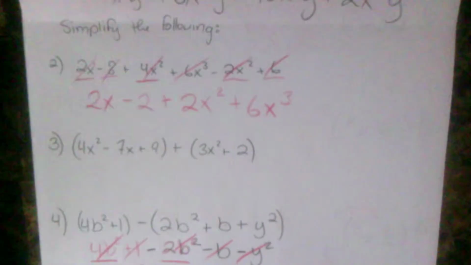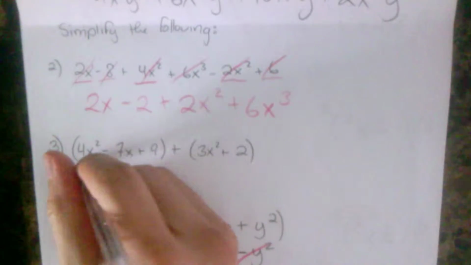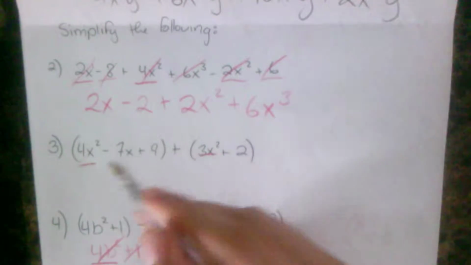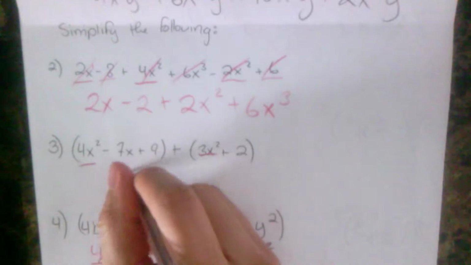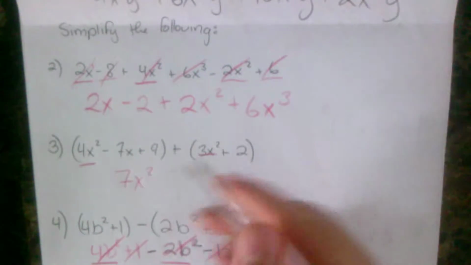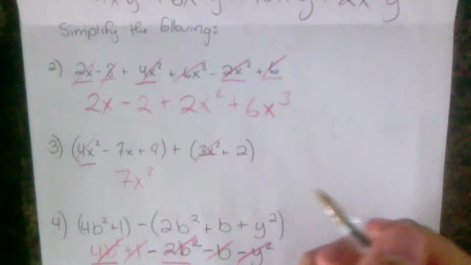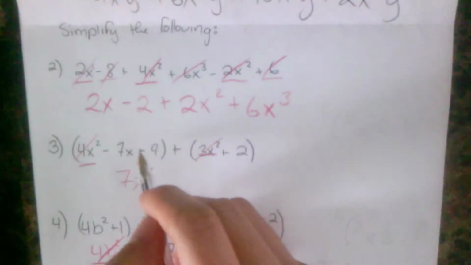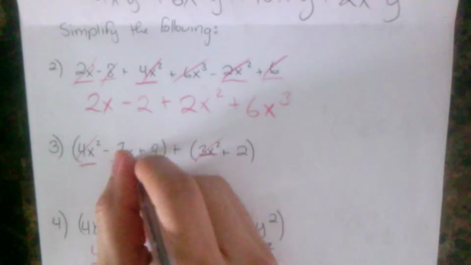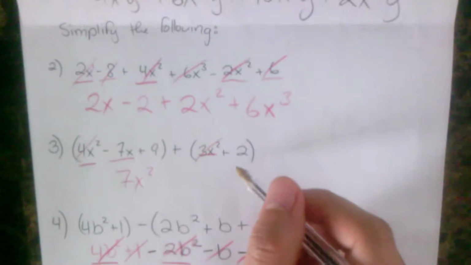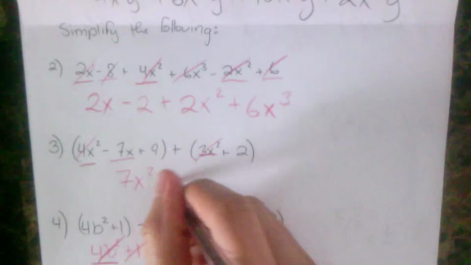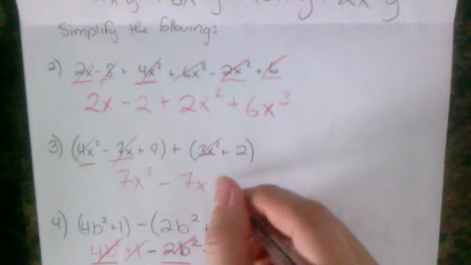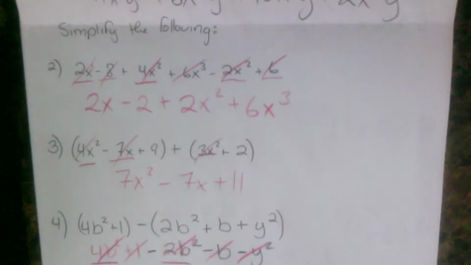Let me use a red pen. You have 4x squared here. So you'll look over here and you'll see a 3x squared over there. 4x squared plus 3x squared is 7x squared. Now you've got, and we can cross them out as we go, okay? You've got a negative 7x. There's no x term over here or over here, so we've just got that negative 7x. There's no other term with just an x to the first power, so we'll just bring it on down. And then last we have a 9 and a 2. 9 plus 2 is just 11, okay?